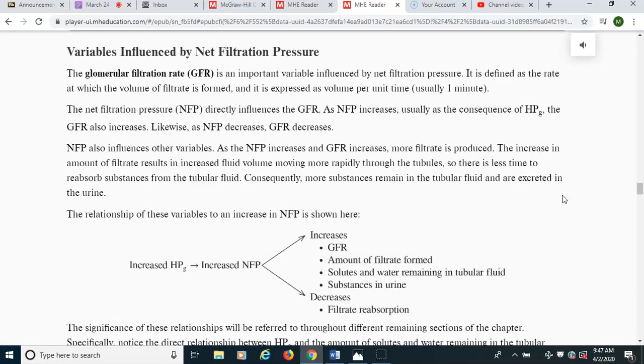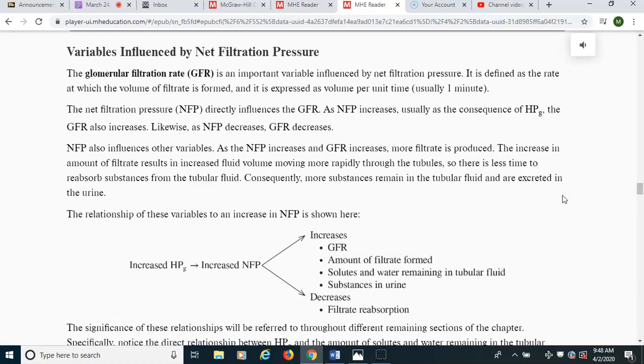And then if we have an increase in glomerular filtration rate, because net filtration pressure increases, then we'll get a lot more filtrate produced. And that fluid, because there's more, will flow much more quickly through our tubules, and there'll be less time for reabsorption of substances, and we'll lose more in the urine, things that we actually want to keep in our body for our cells to use.